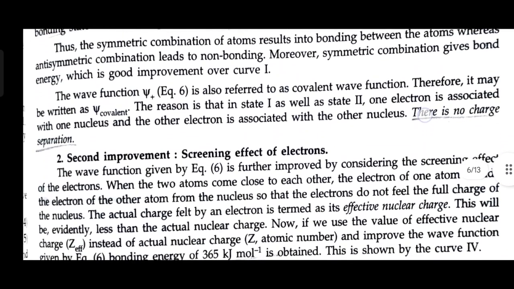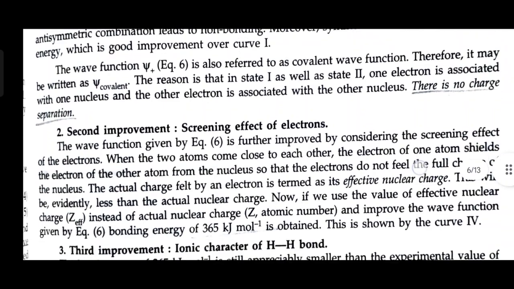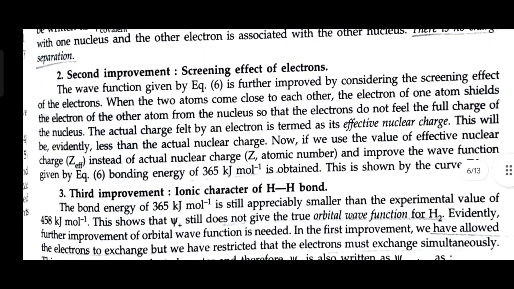The wave function psi positive, equation 6, is also referred to as the covalent wave function. Therefore, it may be written as psi-covalent. The reason is that in state 1 as well as state 2, one electron is associated with one nucleus and the other electron is associated with the other nucleus. There is no charge separation. Now, second improvement, screening effect of electrons.